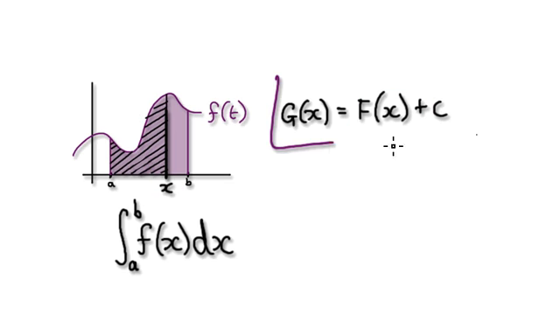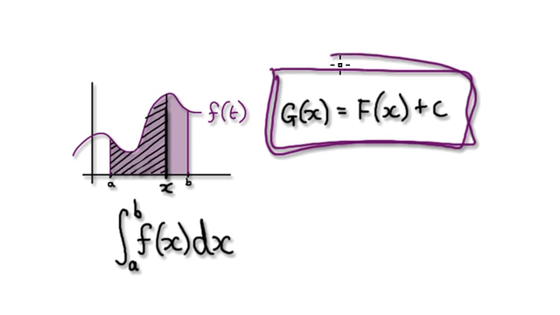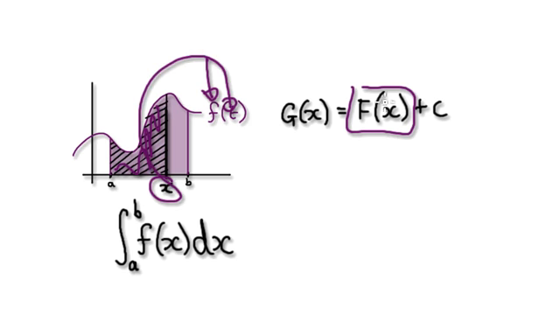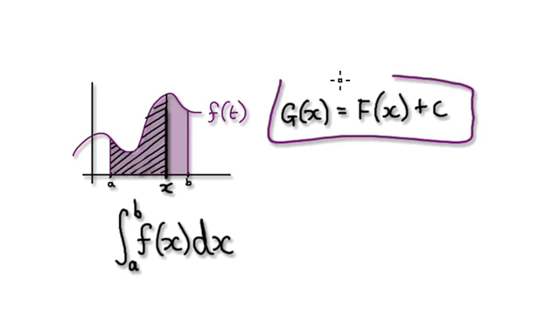So when you get to this stage, you can interpret this as: if you want to know this area here, it is equal to finding the antiderivative of this, evaluated at x, plus a mystery number.